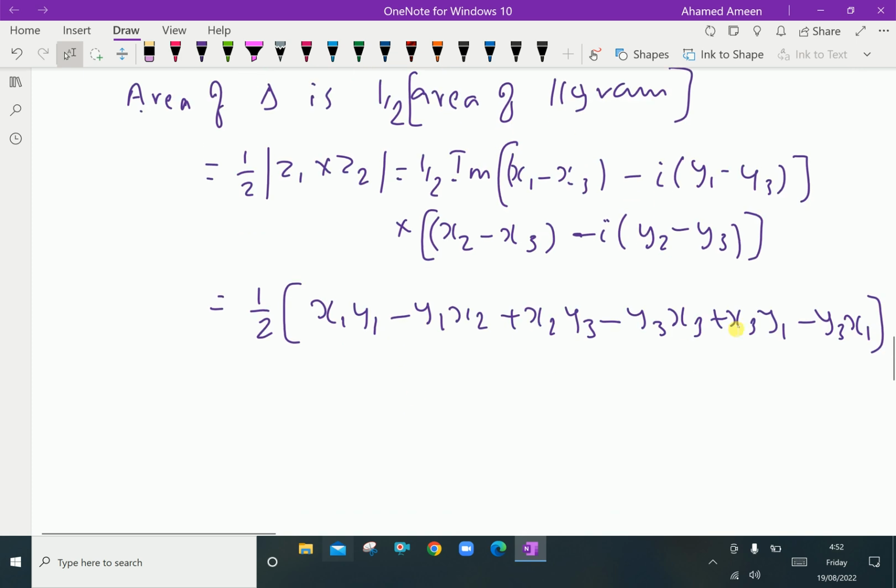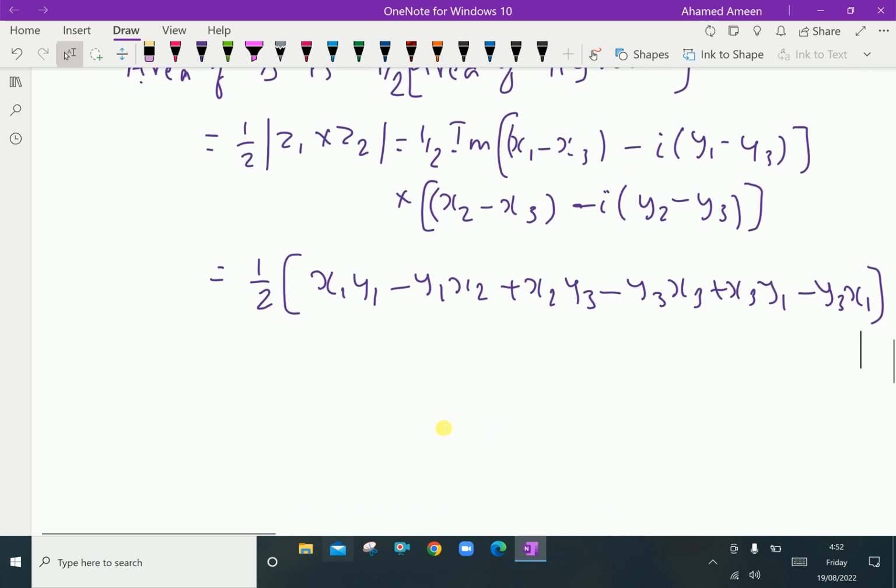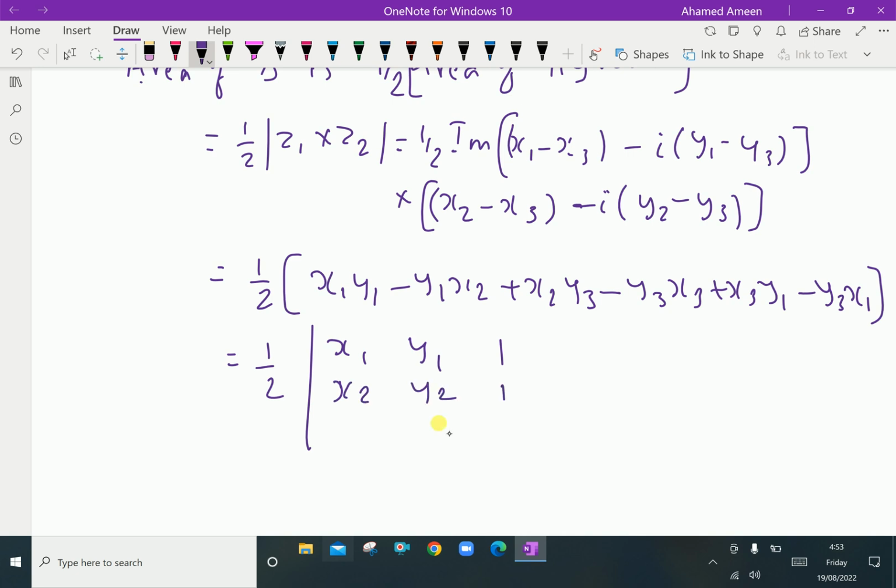We can write this expression in terms of determinant form, which is equal to the determinant with rows x1 y1 1, x2 y2 1, x3 y3 1. This is the area of the triangle.